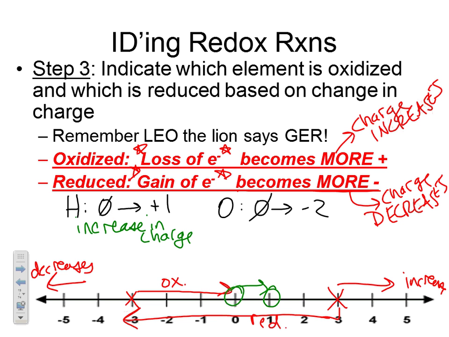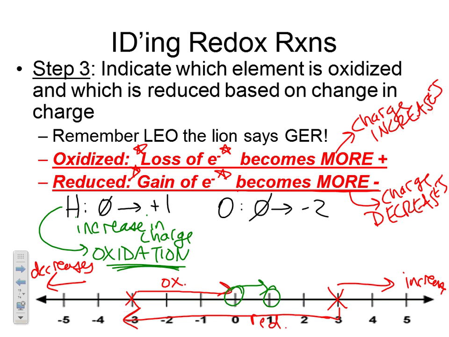This indicates that electrons had to have been lost because the charge went up. The hydrogen became more positive. So your hydrogen underwent oxidation. Versus the oxygen went from 0 to -2.